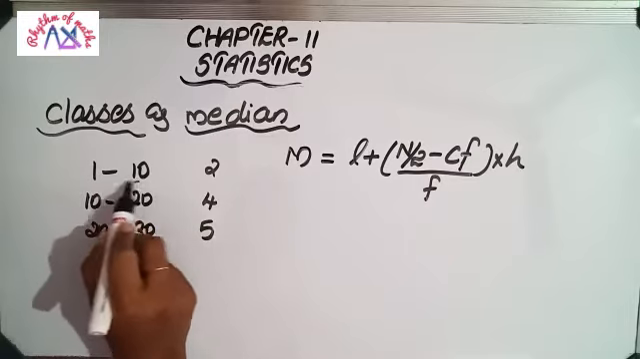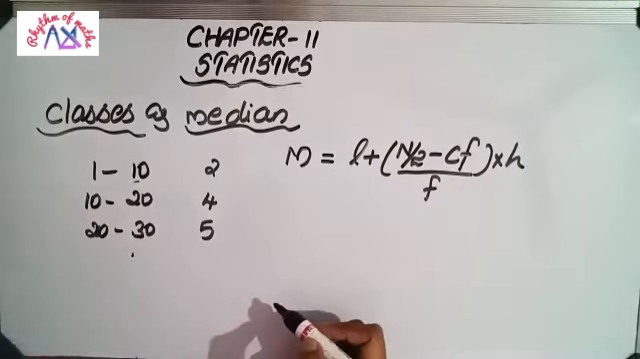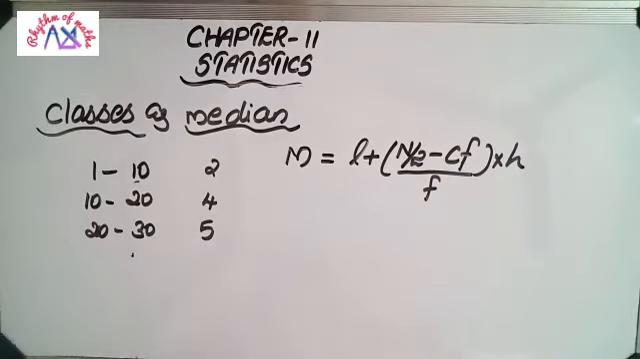1 to 10 means the difference is 10. Like 10 to 20, that is how you have to find H. When I explain the problem, it will be more clear. Let's start with the problem, then it will be clear to you.